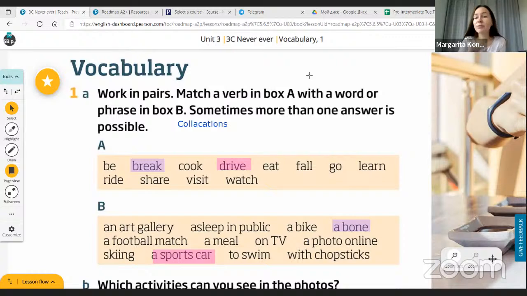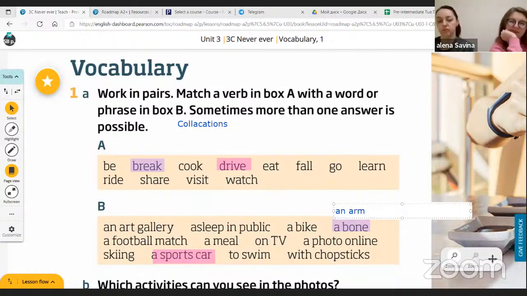Маргарита, простите, а если вот сказать, типа, у меня перелом, I have a break a bone, или как? I broke my bone. То есть я сломала кость, да? I broke my bone. Можем мы еще говорить, конечно, про какую-то конкретную конечность. Yes, I broke an arm. I broke a leg. Yeah, and so on.